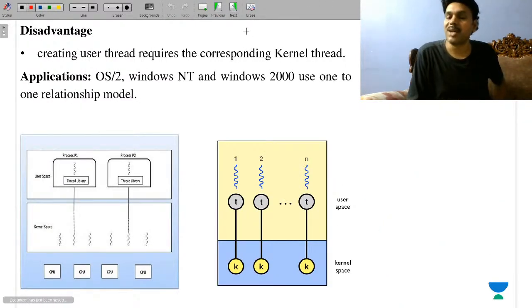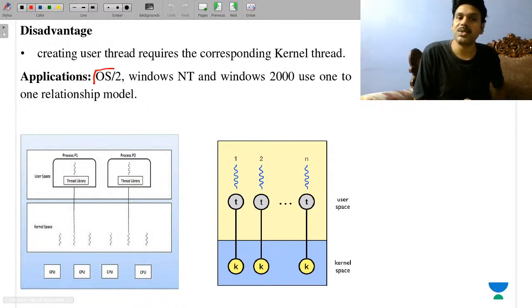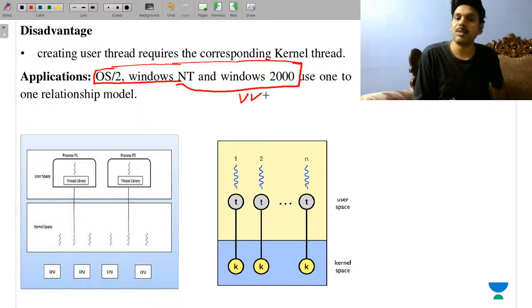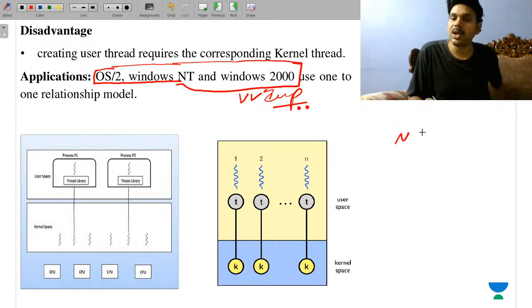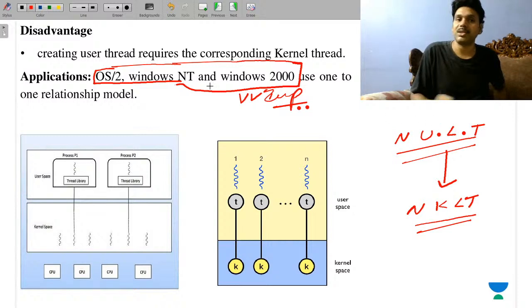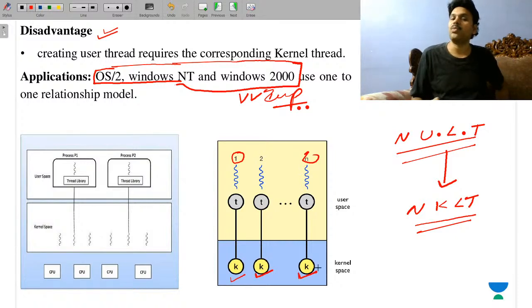In real-time applications, 1:1 is used in the Windows operating system and IBM OS/2. IBM is also following this kind of 1:1 threads concept. This is a very, very important point. Right now we are working with 1:1 threads only. But what is the problem? The problem is only one: N user level threads need N kernel level threads. So you are supposed to have N kernel level threads in order to run your N user level threads. That's one of the disadvantages. Now you see there are three threads and each thread is associated with one kernel level thread.